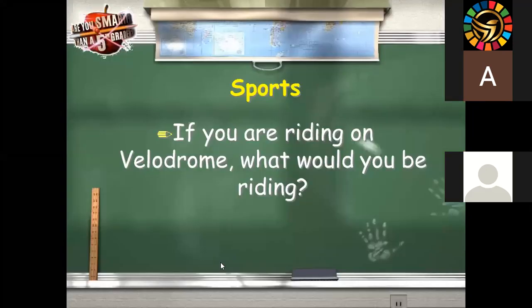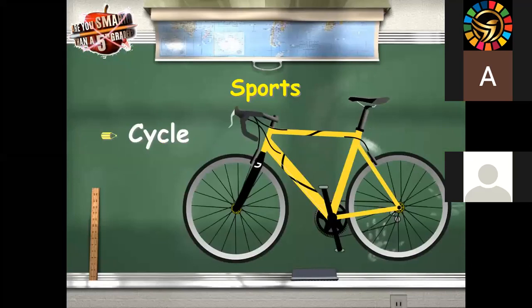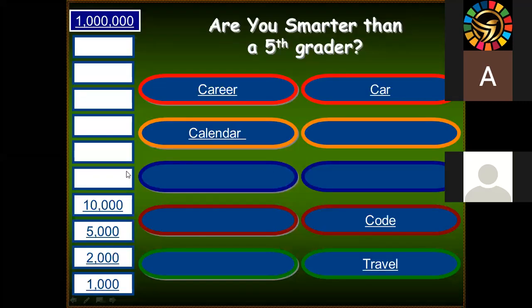Sports. Okay, good. Sports. If you're riding in a velodrome, what would you be riding on? Going around a cycle. And around? A cycle. Are you sure? Yes. Yes, a cycle. Great answer. Cycle is the answer I was looking for, again, a health goal in sports. Doing very good. The teams, you all are fantastic. Okay, team 9, choose.